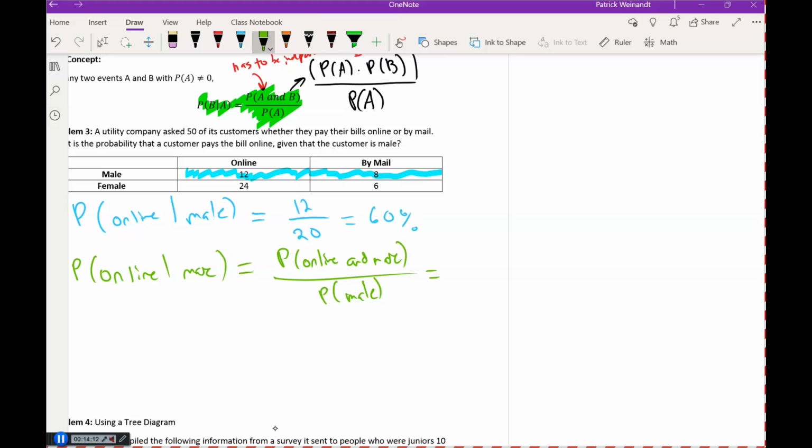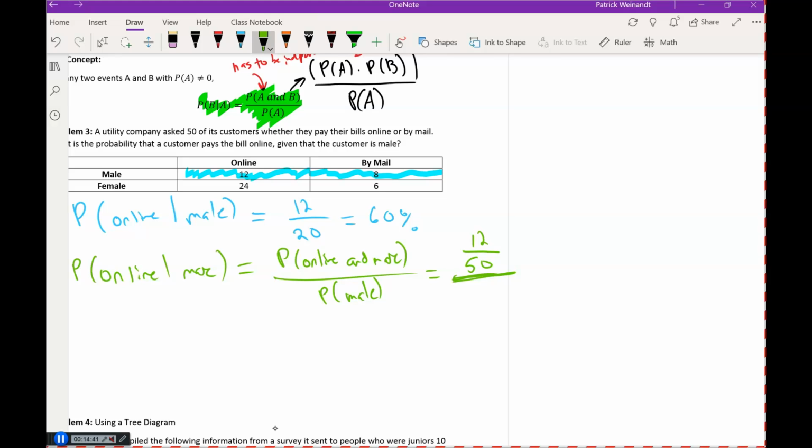How many total outcomes are there possible for this probability to be online and male? Well, there's a total of 12 plus 8 plus 24 plus 6. There's a total of 50 outcomes. Of those 50 outcomes, how many are online and male? And the answer is 12. So the probability that you're online and male is just 12 out of a total of 50 outcomes. And we're going to divide that by the probability that they're male.